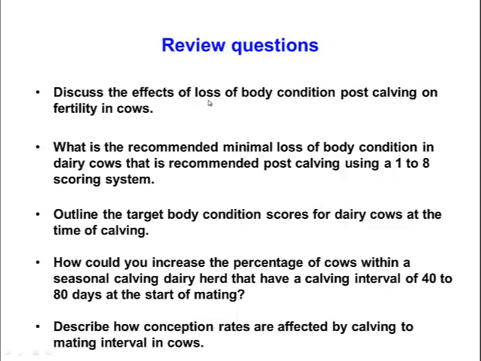So what are the effects of the loss of body condition post-calving on fertility in cows? Well, the more weight that cows lose following calving, the more negative the effect on fertility. It'll have a negative impact on the percentage of cows that are cycling, so cows will be more likely to be anestrous the more body weight they lose. They'll have a decrease in conception rates and an increase in early embryonic loss rates. The calving to conception intervals will increase, and you'll have a lower percentage of cows that will get pregnant within 6 weeks of the start of mating.